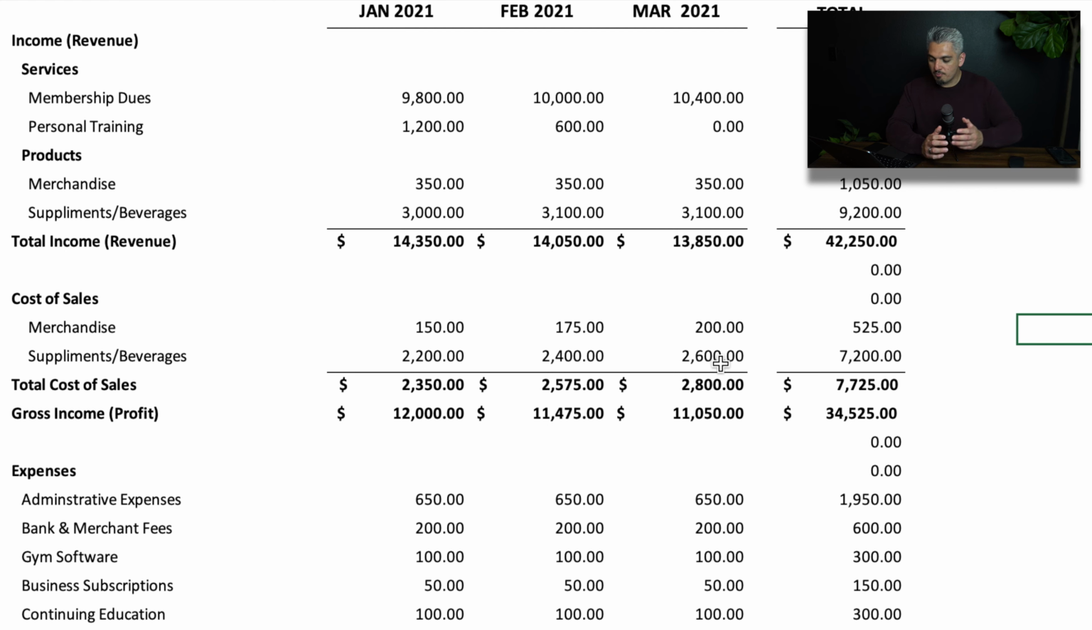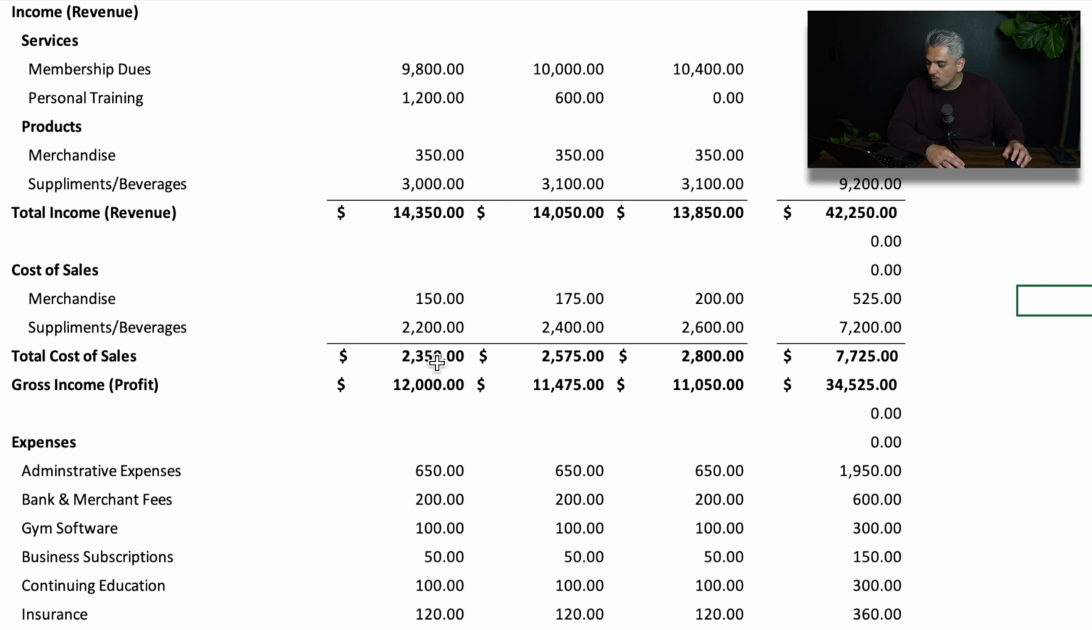Now that could be the price of the items going up. It could be that you went to a new vendor. It could be several different things, but something to consider and to analyze is that the cost of these items is going up. So of course, you see the total cost of sales also going up as well.